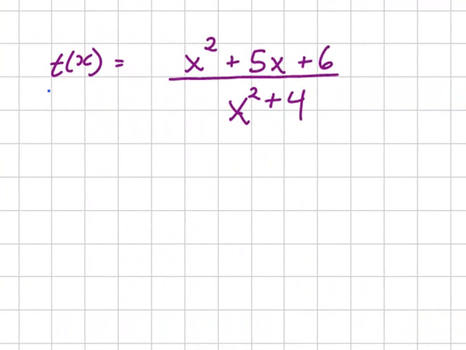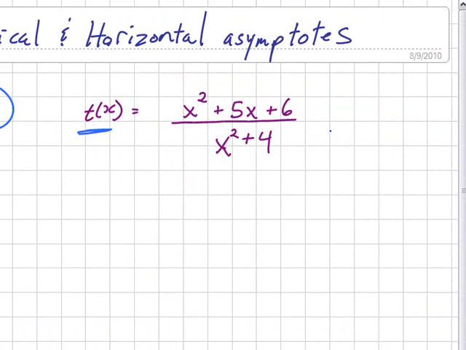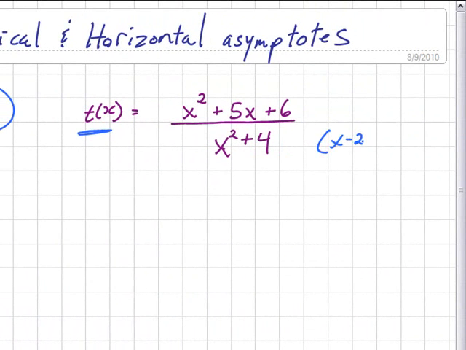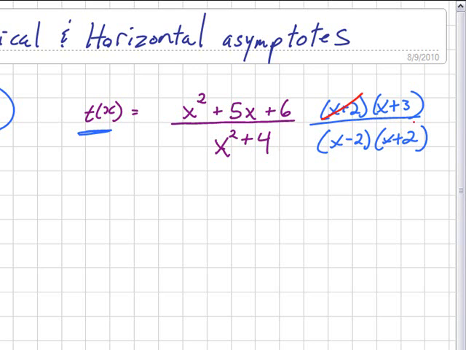Now t of x, in this case I have the same denominator. We know that it factors down, because we just did it, to (x minus 2)(x plus 2). But you notice the top function can also be factored, and that comes out to (x minus 2)(x plus 2)(x plus 3). And you notice in this particular case I have the ability to cancel out.